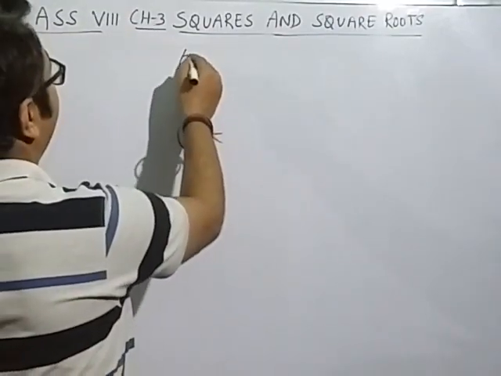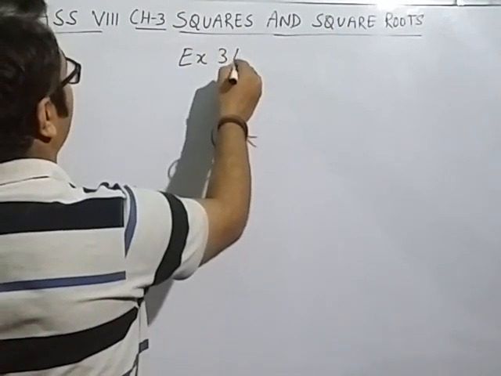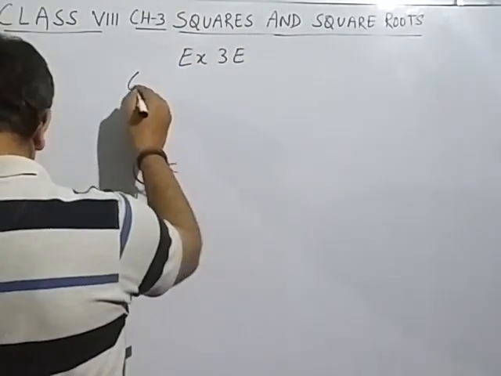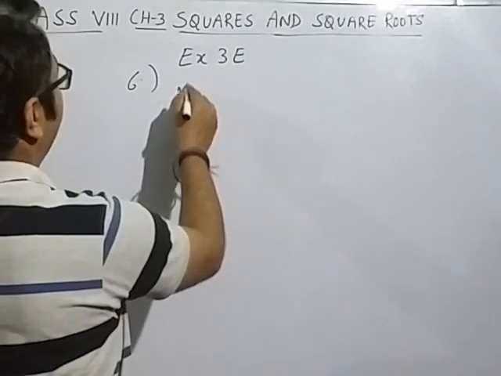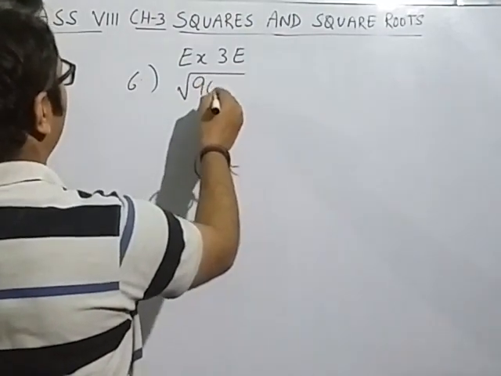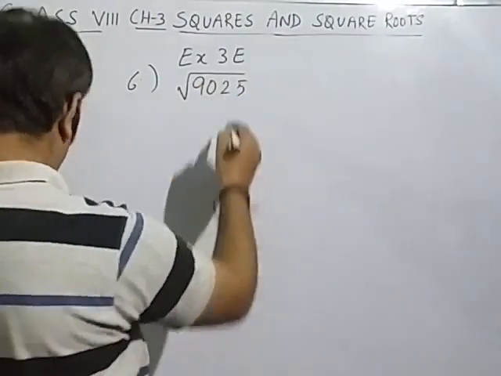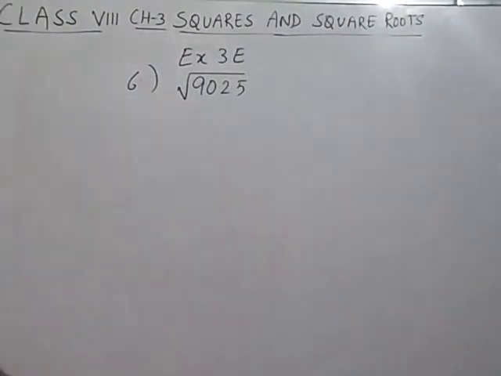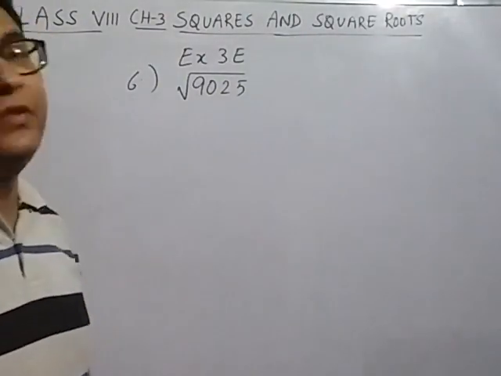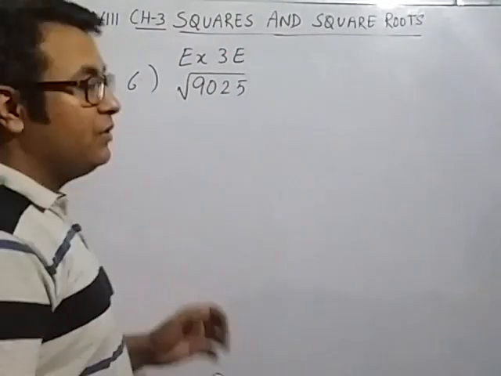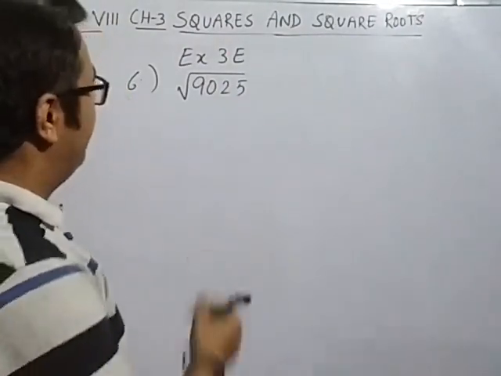First exercise 3E, question number 6. Question is, find the square root of 9025. Using the long division method. So let us start.